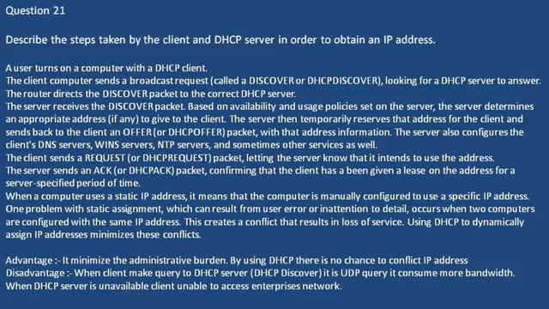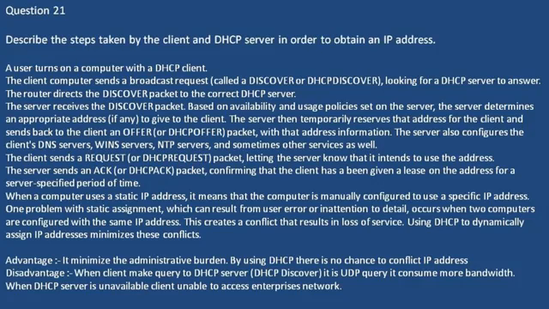The server then temporarily reserves that address for the client and sends back to the client an offer, or DHCP-OFFER packet, with that address information. The server also configures the client's DNS servers, WINS servers, NTP servers, and sometimes other services as well. The client sends a request, or DHCP request packet, letting the server know that it intends to use the address. The server sends an ACK, or DHCP ACK packet, confirming that the client has been given a lease on the address for a server-specified period of time.